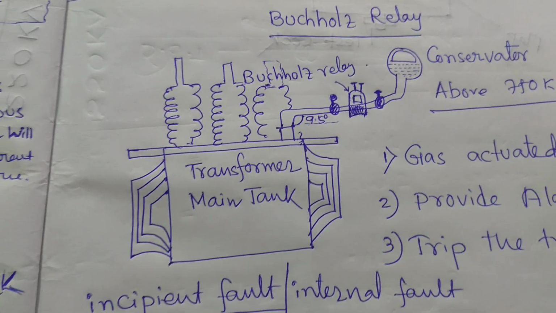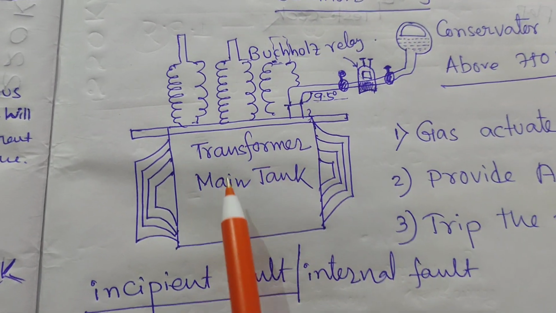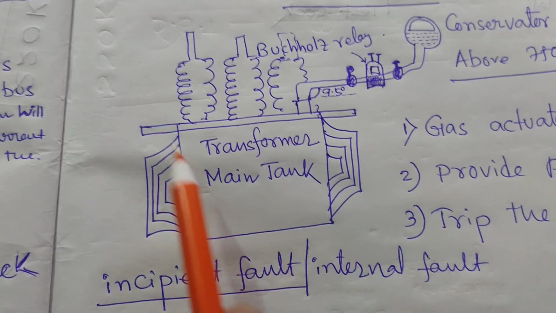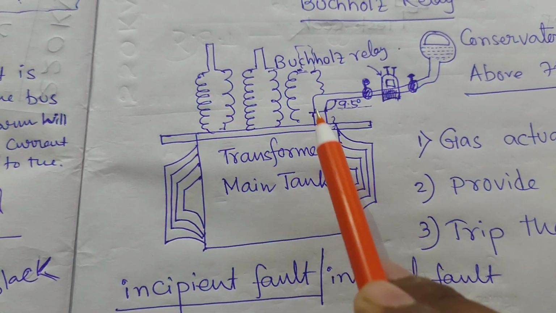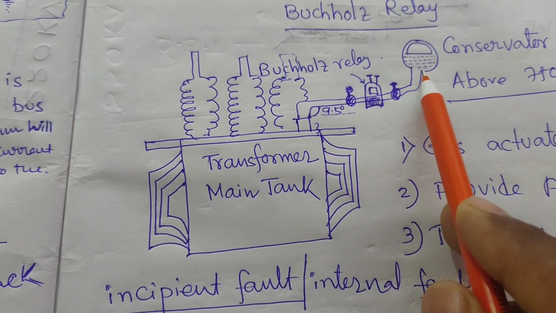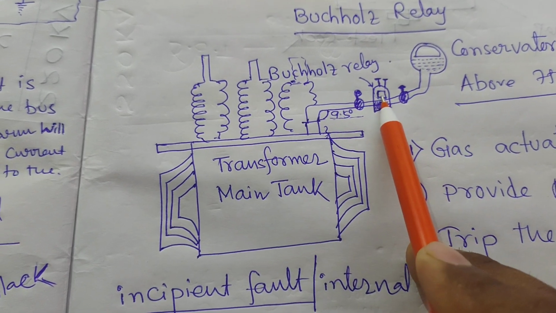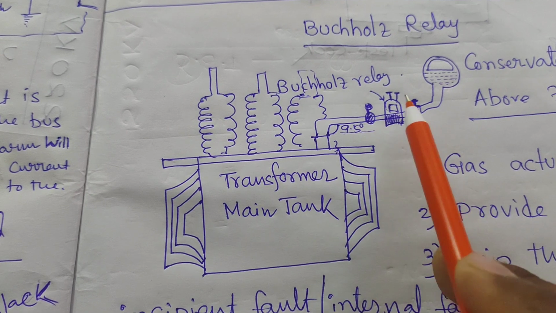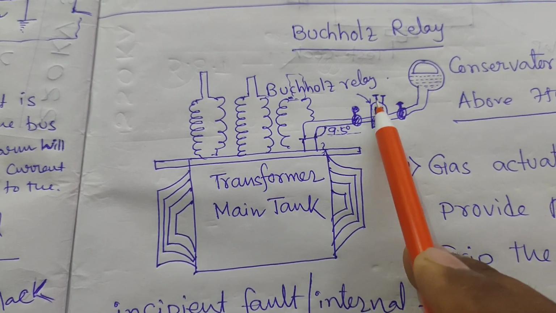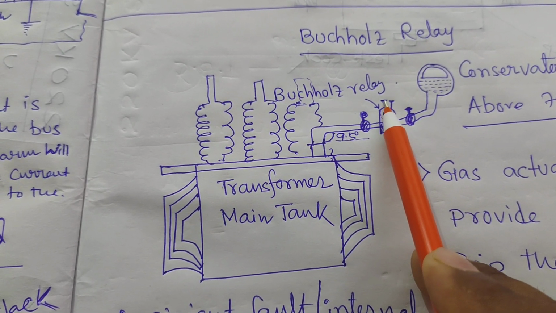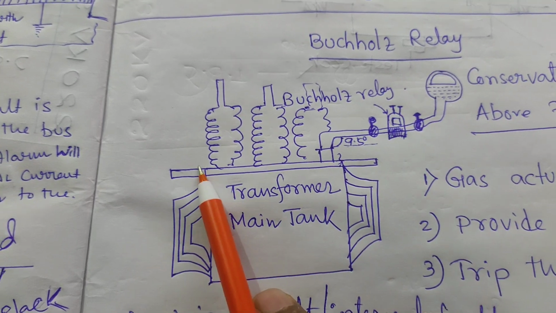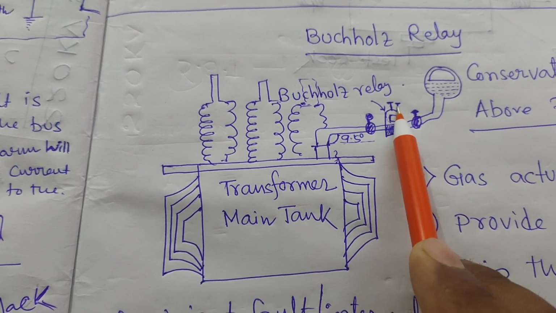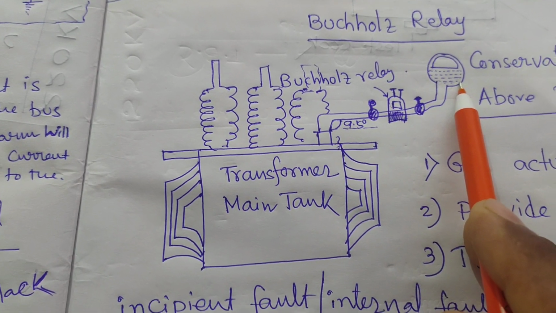This is the transformer's main tank. These are the radiators, these are the bushings, and this is the conservator as per the drawing. This is the Buchholz relay. These are the valves on both sides of the Buchholz relay, and these are the gas opening valves from the transformer side, and this is the gas opening valve of the conservator side.